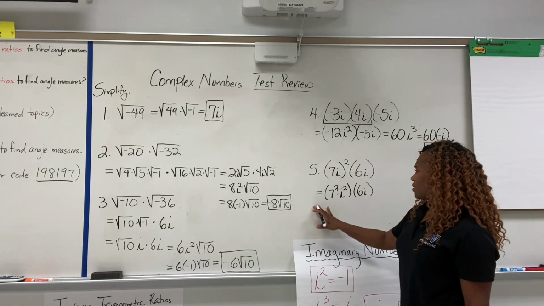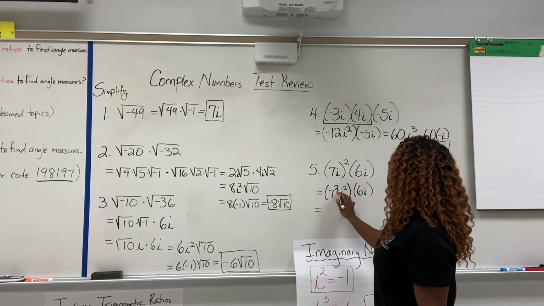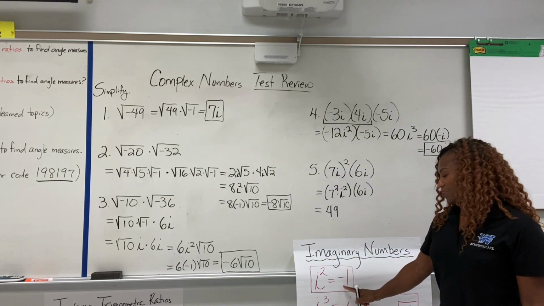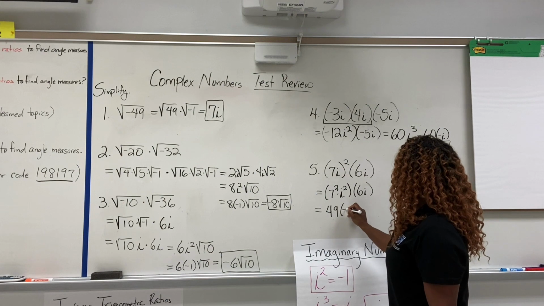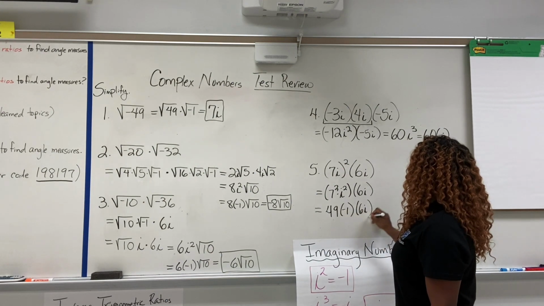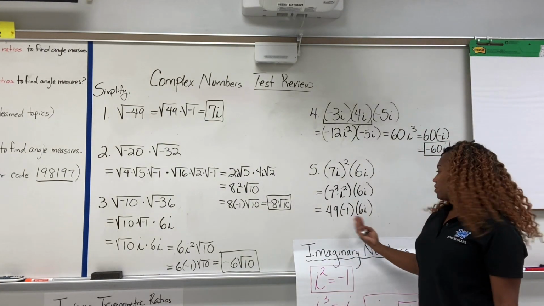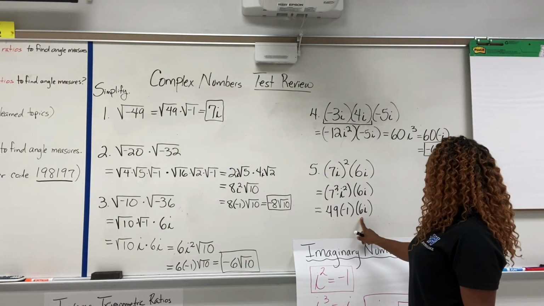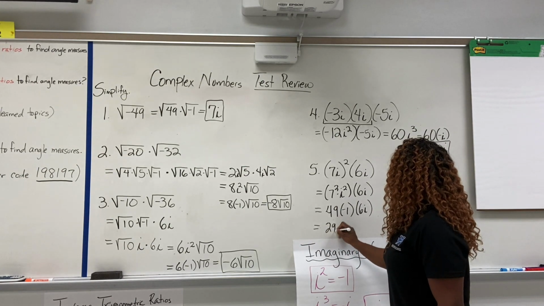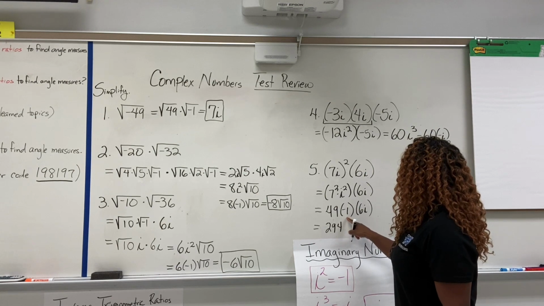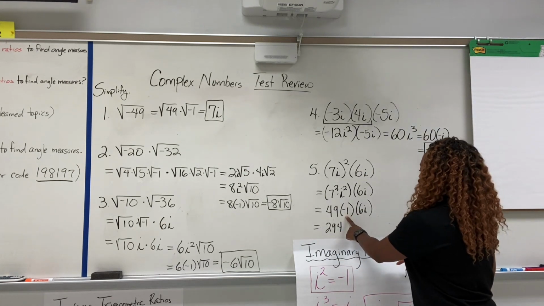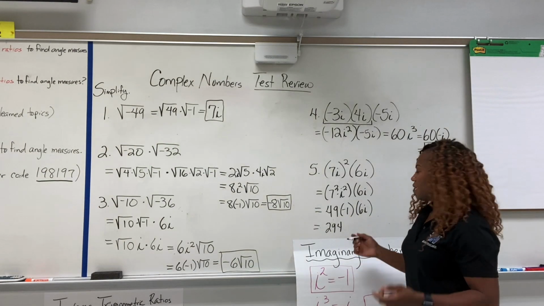So let's do this work. So here we have 7 squared is 49. What is i squared? Negative 1. And then we've got 6i. Are we done? No, because we can still multiply some things. See, 49 times 6, that's going to give us 294 times negative 1 times i. So I don't know if you know, but negative 1 times i is negative i.